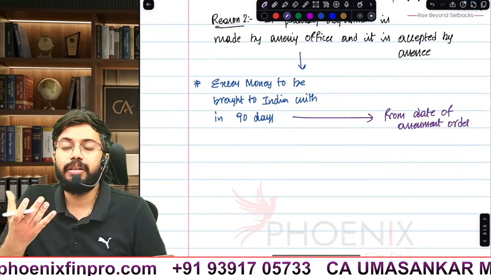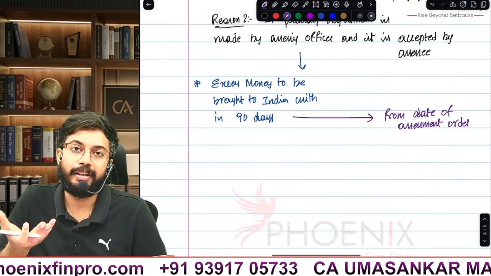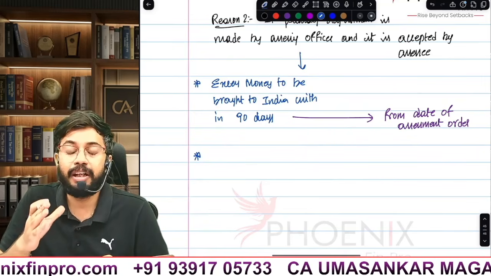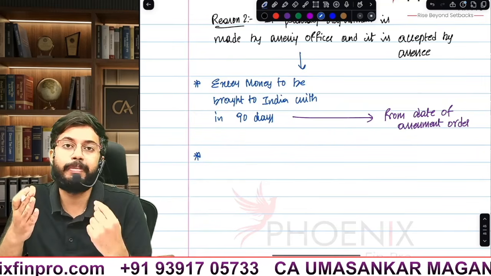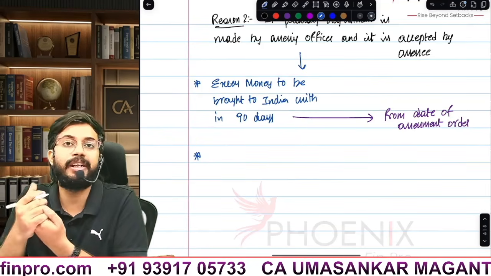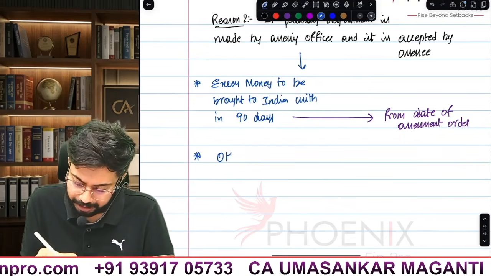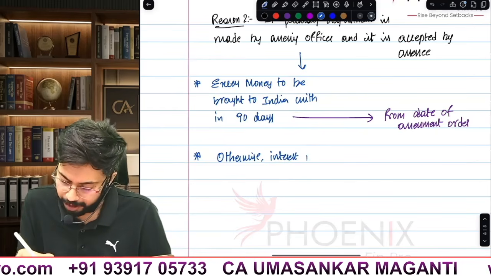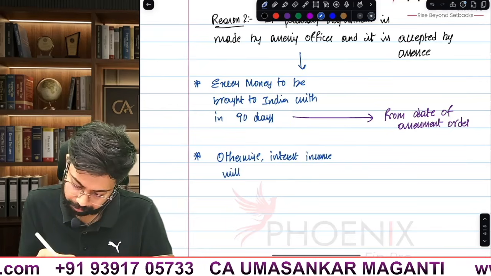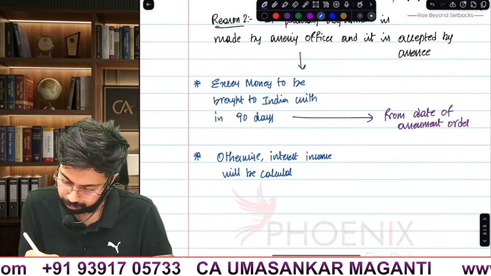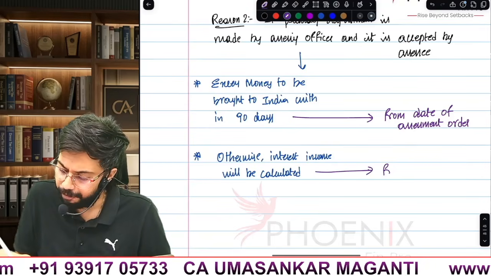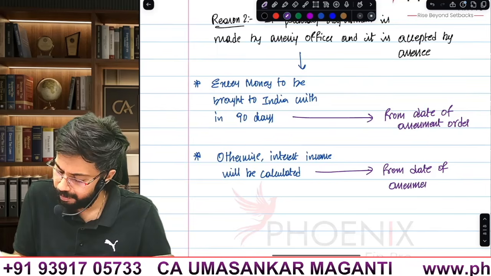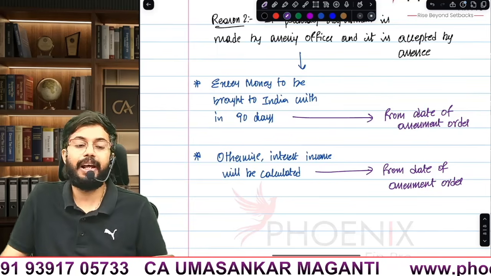If you do not bring excess money within 90 days, interest income will be calculated. From which date will interest income be calculated? Interest income will also be calculated from the date of assessment order. Okay, within 90 days you have to bring. If you default, from the date of assessment order only, interest income will be calculated. You got clarity?